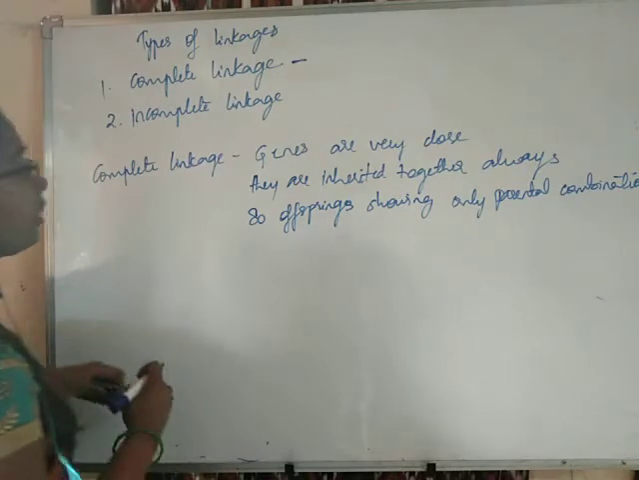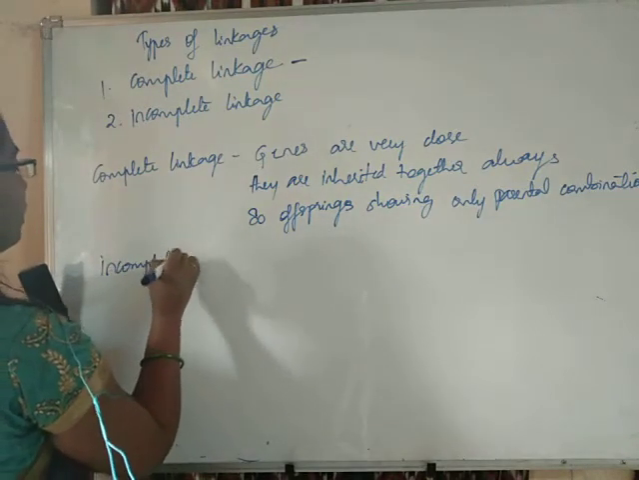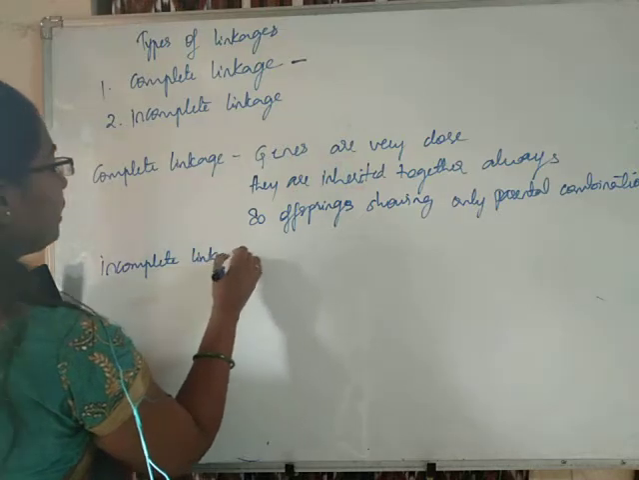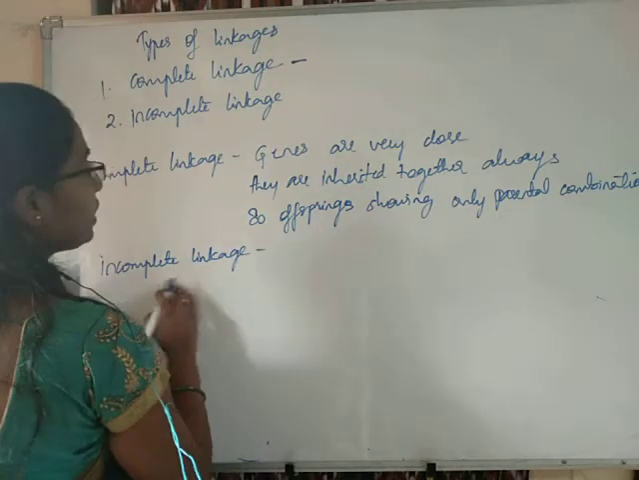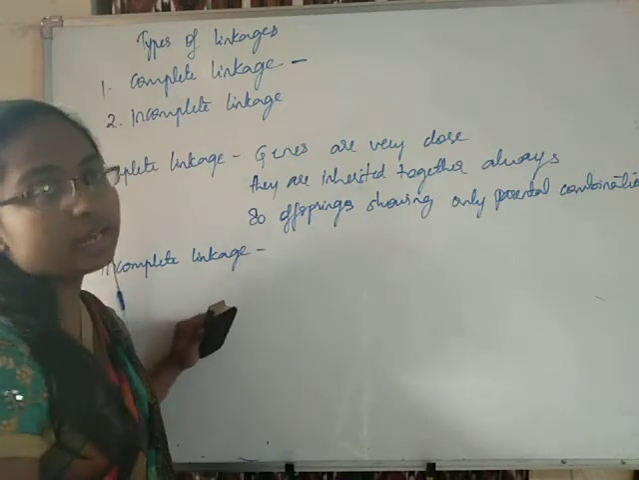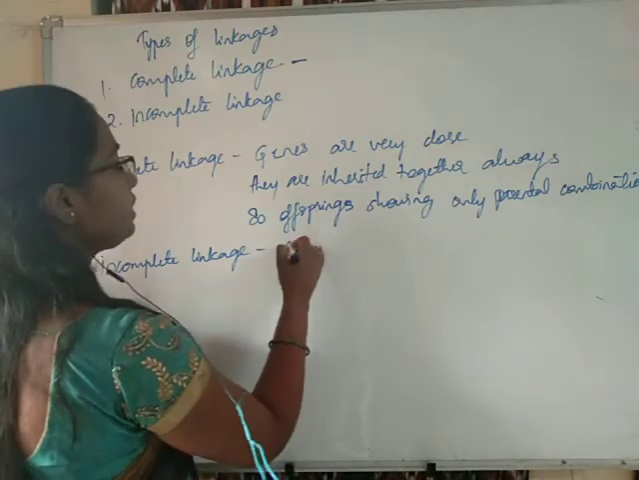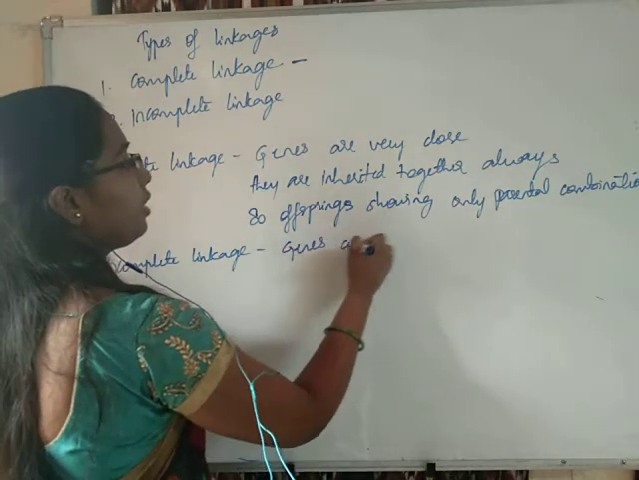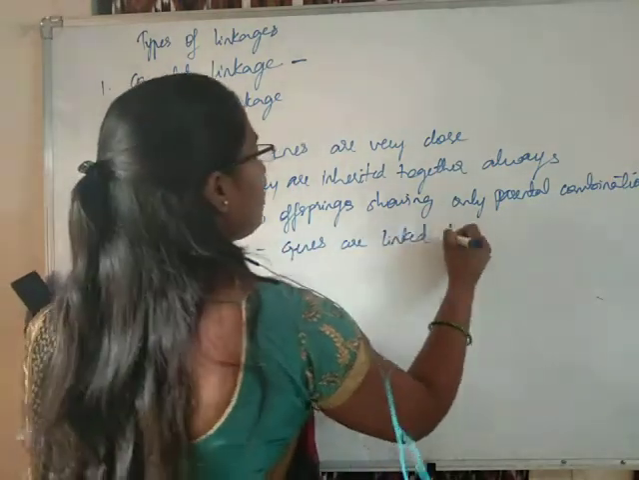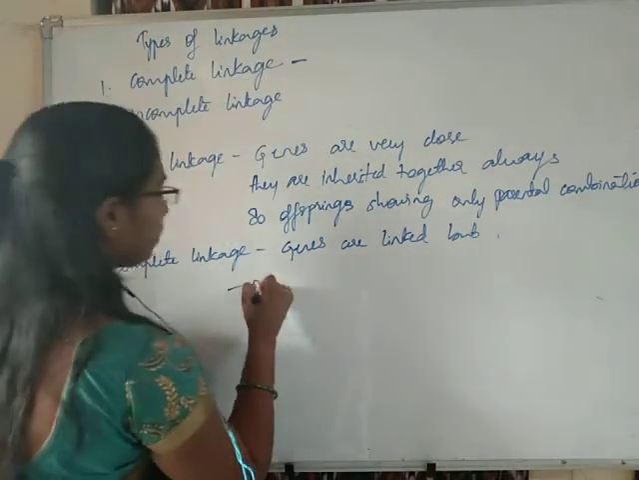The next one is incomplete linkage. Incomplete linkage means the genes are linked to each other but not as closely. The genes are linked to each other but not always inherited together.